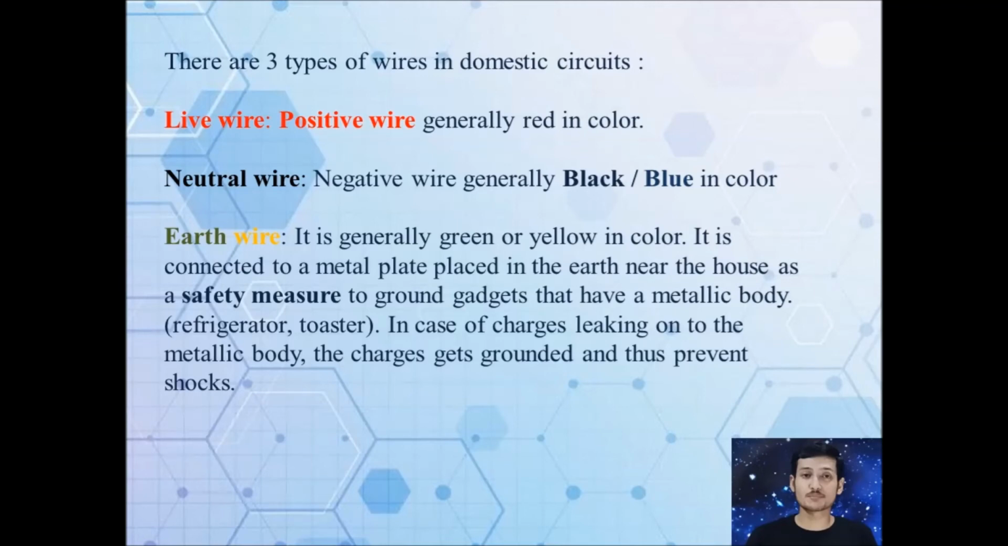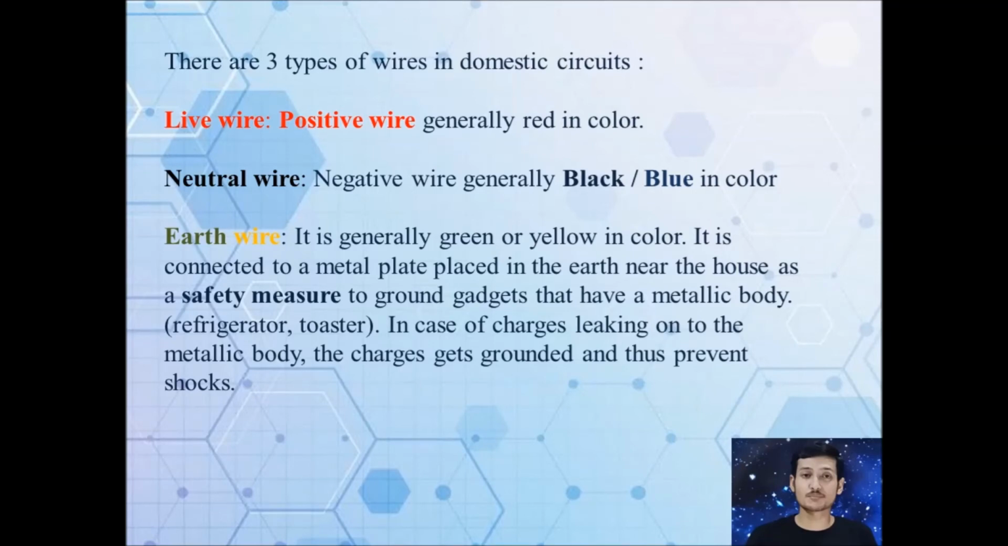What it does, first it's generally green or yellow in color. Now it is connected to a metal plate in the earth near your house. It acts as a safety measure for your gadgets. Now when there is an excess current, when there is a high voltage, there are more charges. So it takes the extra charges and directly transfers them to the earth. Thus it prevents shock and damage to your body. So the earth wire, the third wire, is basically a safety measure.